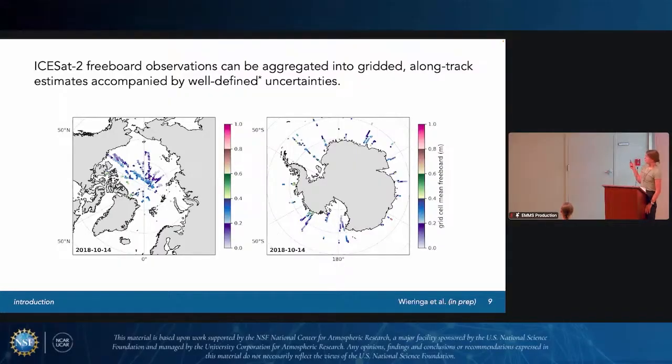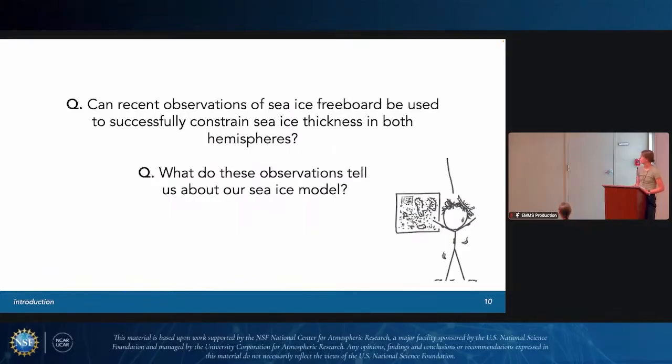So with this product, we can start to think about assimilating it into the CESM model. We do that in an ensemble data assimilation framework using the Data Assimilation Research Testbed that's maintained at NCAR. By doing so, we can start to think about answering questions particularly related to whether or not we're going to be successful in constraining our estimates of sea ice thickness when we use these observations in this manner. And when we do so, what does that tell us about our model?